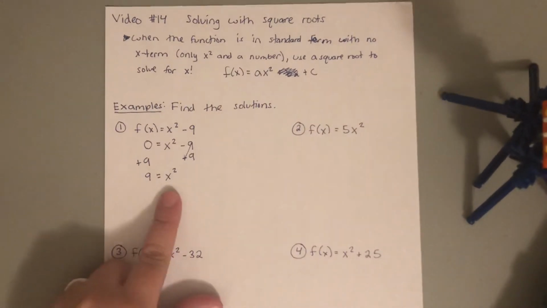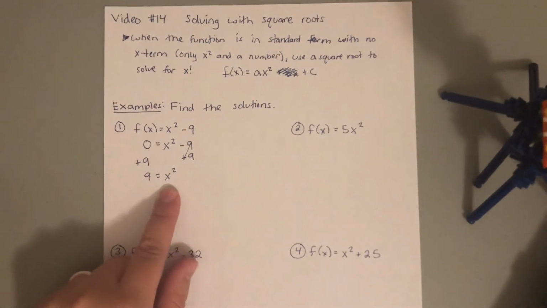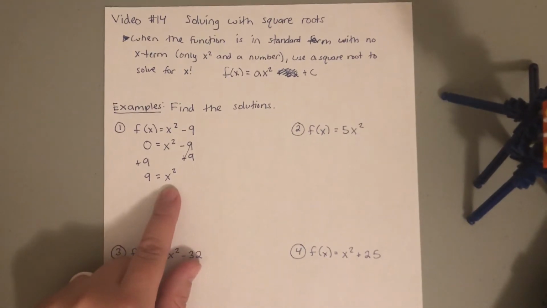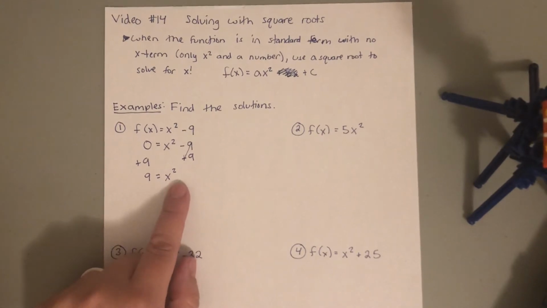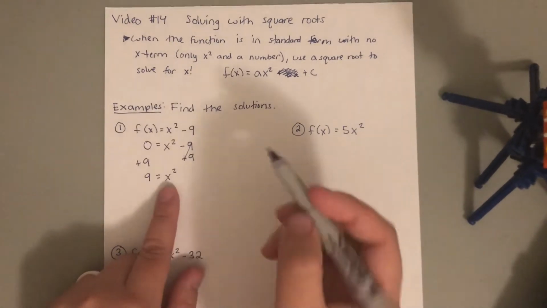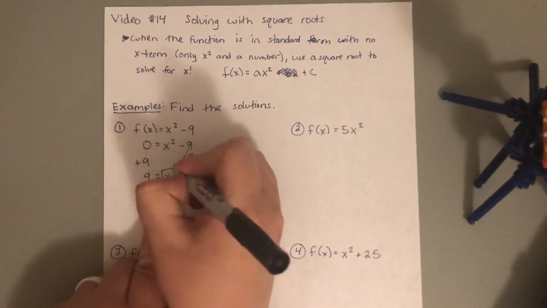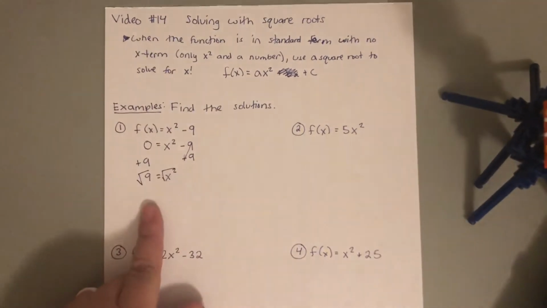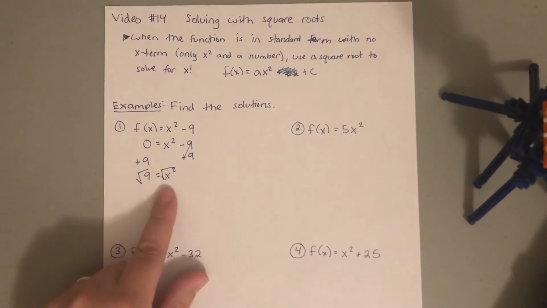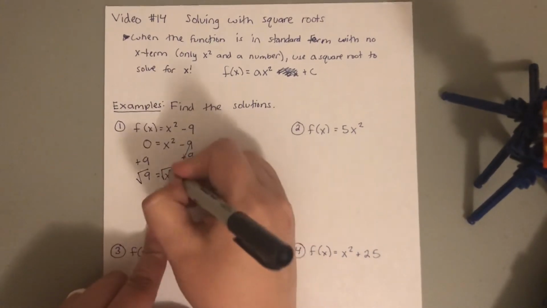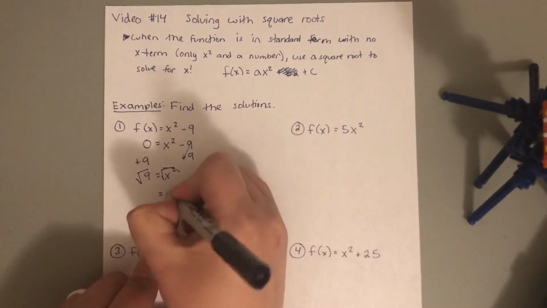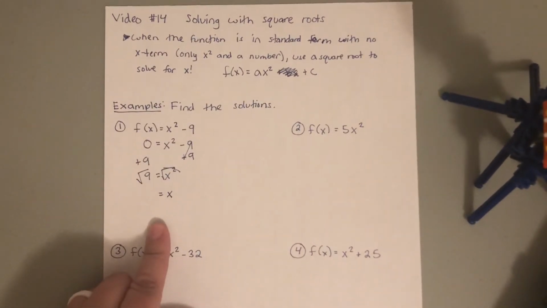Now that you have the x squared all by itself, you're ready to use a square root, because now we just want to solve for x. But right now, we have x squared. We need to get rid of the squared. And the way that you undo a squared is you use a square root. So I'm going to square root this side and square root that side. So on the right side, the square and the square root cancel out, and I just have x.